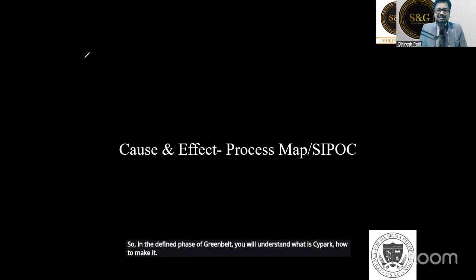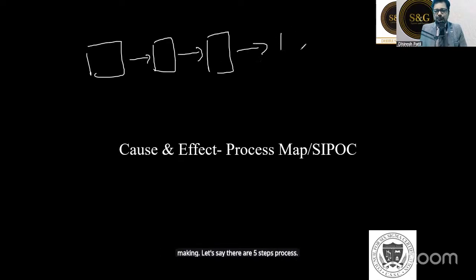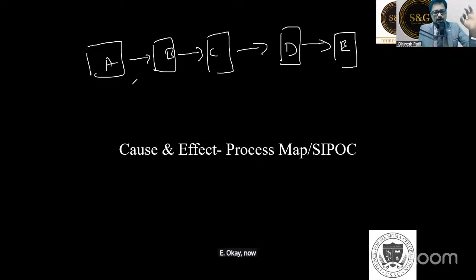Now, let's say I am making a simple process map, a very basic one with 5 steps: A, B, C, D, E. For finding out causes, first you go to A. This is also a very good way of doing cause and effect. I'm sharing the best practices to find out the causes.